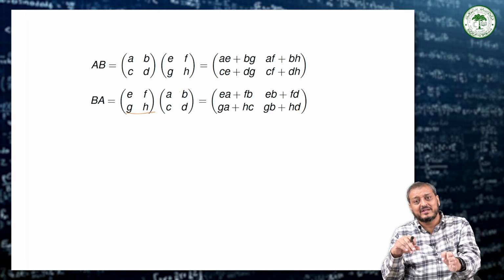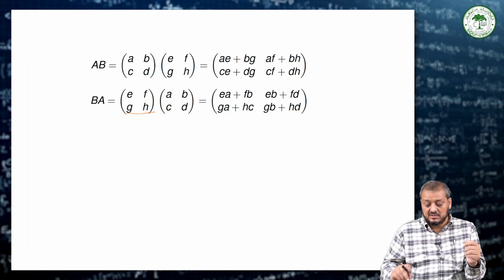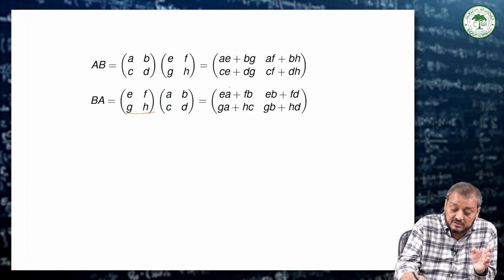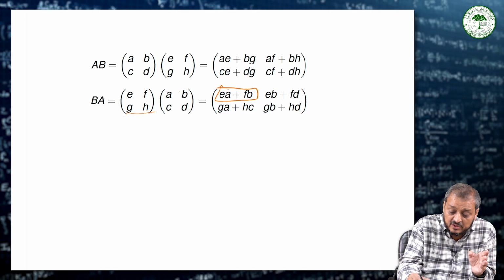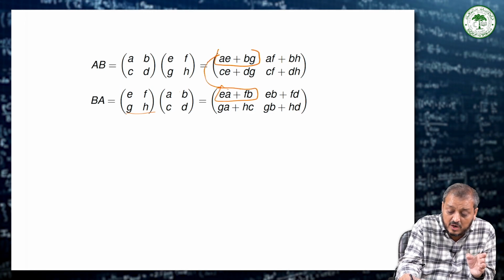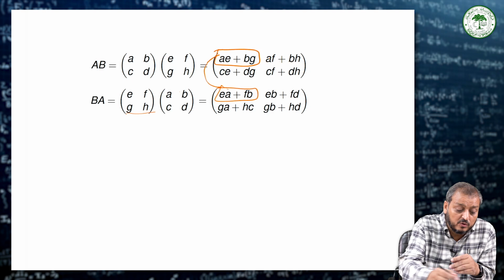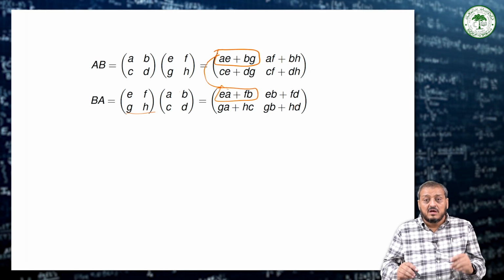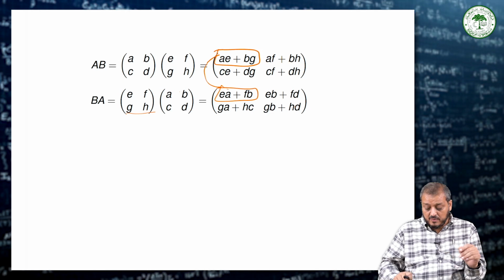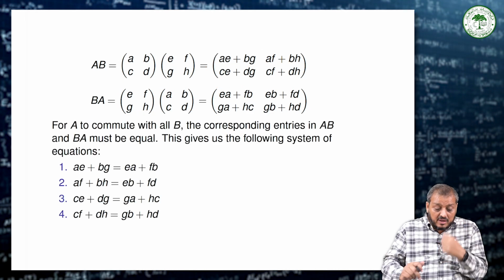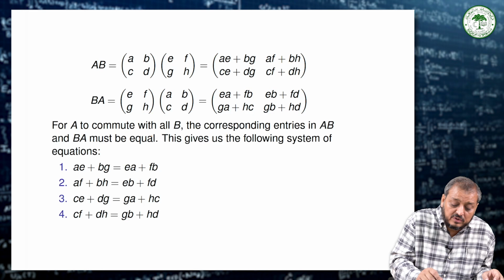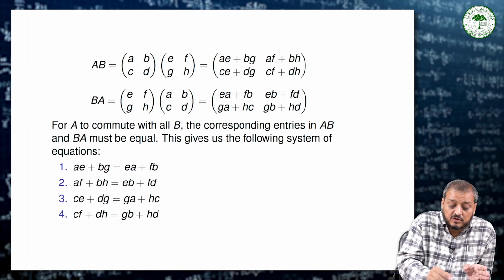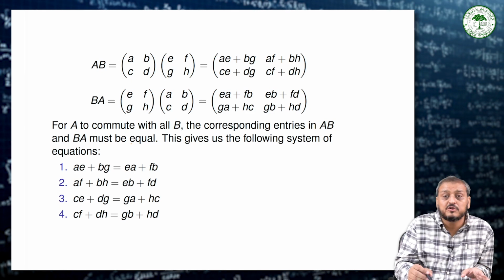Then these two matrices, AB and BA, are the same only when this is equal to this. These two are the same, and similarly we have to say that all the others are the same. So for A to commute with all B, the corresponding entries of AB and BA must be equal.